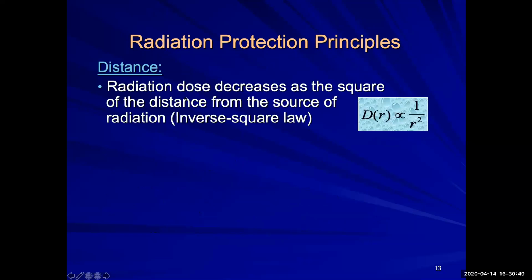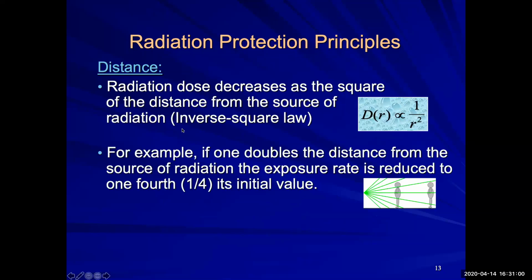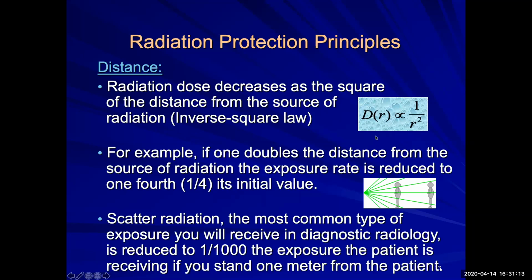Distance: radiation dose decreases with the square of the distance from the source. And this is a very famous relationship. It's called the inverse square law. So if one doubles the distance from the source of radiation, the exposure rate is reduced not to 1/2, it will be reduced to 1/4 of its initial value. This is because of the equation, the inverse square law.